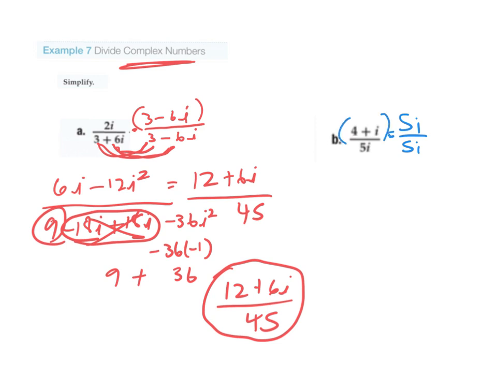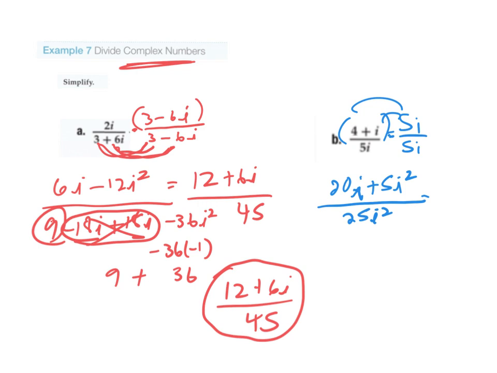So if I do 5i times 4, I get 20i. 5i times i will give me a plus 5i squared. There's my numerator, which we'll get to in a second. And then 5 times 5 is 25, and we get i squared. The whole purpose of multiplying by that is to get rid of the i's on the denominator.